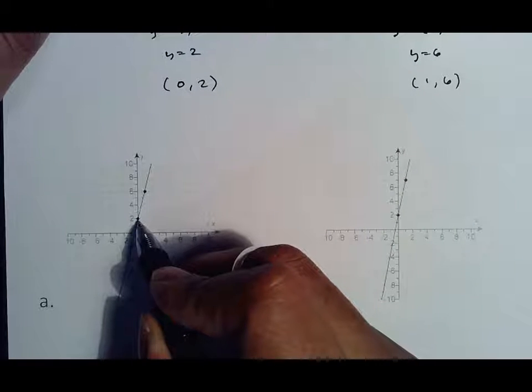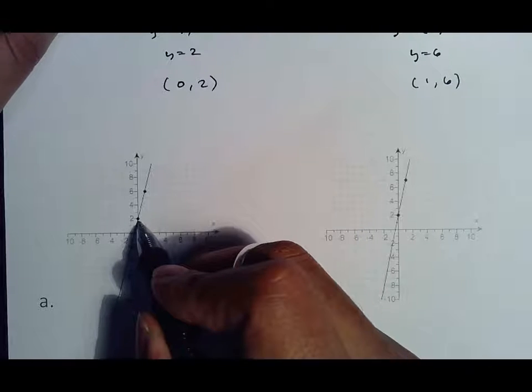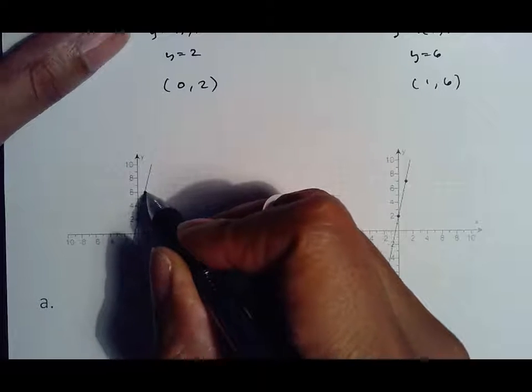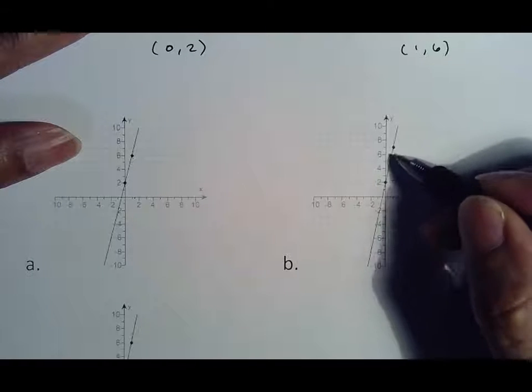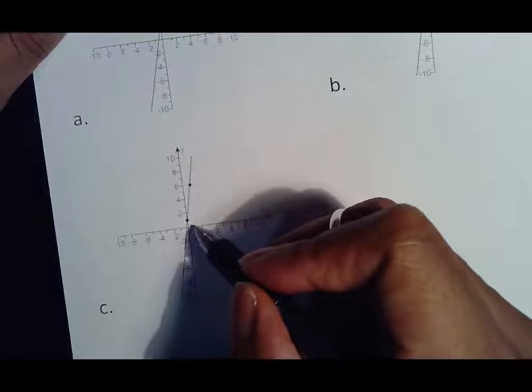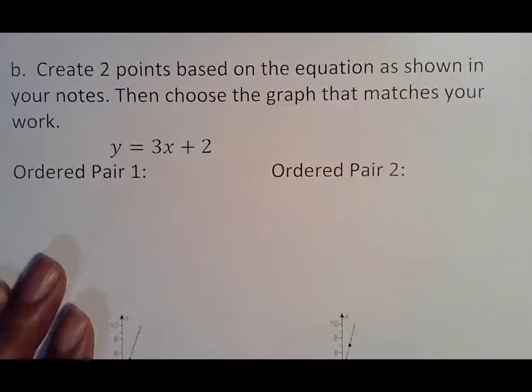That does. Because 0, 2 means don't go left or right, but go 2 up. 1, 6, so over 1 and up 1, 2, 3, 4, 5, 6. I think that's it. But let's check to make sure. That is 0, 2. But that's 1, 7, so that's not it. That is also, oh no, that's not even 0, 2. That's actually 0, 1 because it only goes 1 up. So that answer is A in this case in terms of what you're looking at. So again, that's all you're doing. Find the 2 ordered pairs and pick the graph that matches the 2 ordered pairs that you just chose out of those problems.